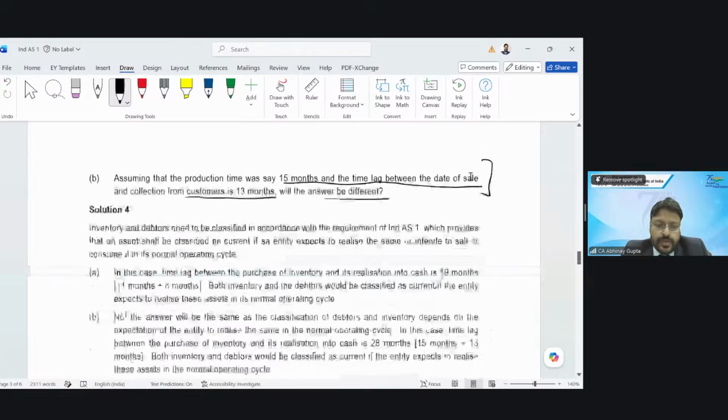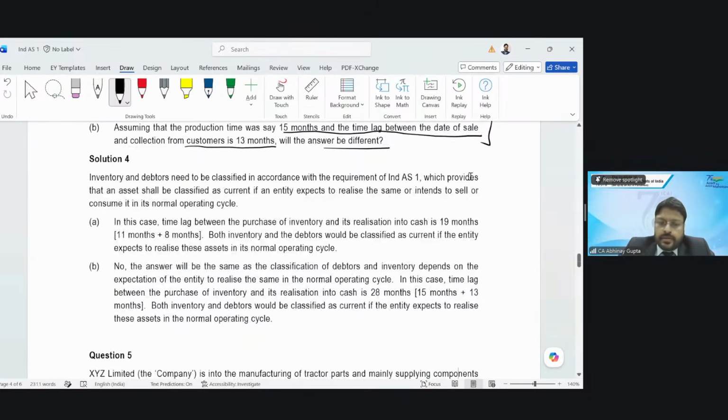Okay, so let's see. Inventory and debtors need to be classified in accordance with the requirements of Ind AS 1, which provides that an asset shall be classified as current if an entity expects to realize the same, or intends to sell or consume it, in its normal operating cycle. Right. So that is the definition given by Ind AS 1 for current assets and current liabilities, if they are expecting to realize the assets and consume them within the normal operating cycle.